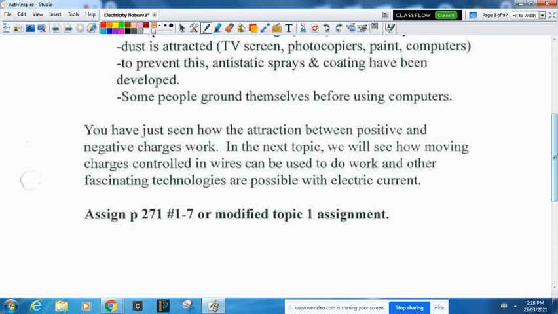The same electrons, though, that cause static electricity are the same electrons that are running through a wire. At this point in time, you would stop and do page 271, numbers 1 to 7, or you would do your adapted assignment. And so there it is, outcome 2, part 1 notes.